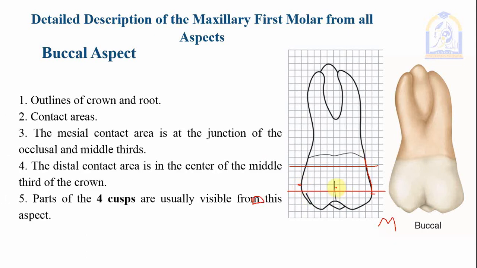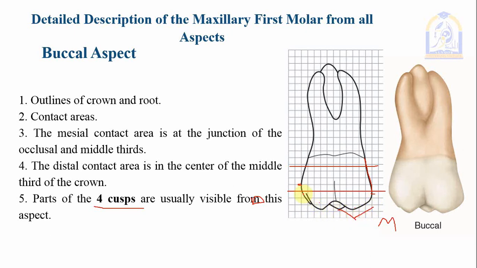What cusps can be seen from this aspect? Parts of the four cusps are seen. Of course, in front are the mesiobuccal and the distobuccal cusp. We can see also the tip of the large mesiolingual cusp between the two buccal cusps. And part of the distal aspect can be seen due to the distal tapering of the crown of the maxillary first molar. Regarding the mesiobuccal cusp, the slopes of the mesiobuccal cusp meet at an obtuse angle.